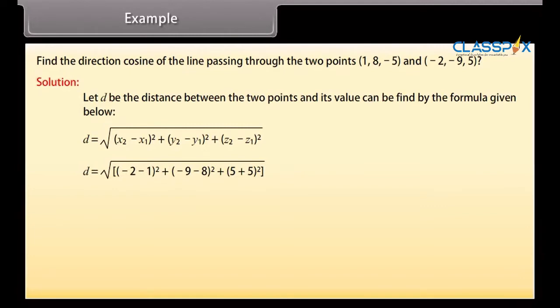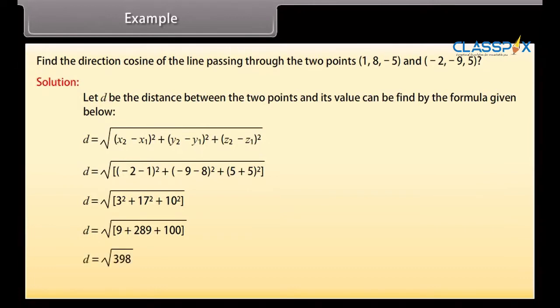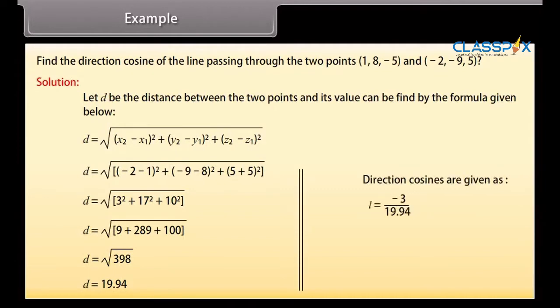d equals square root of 3 square plus 17 square plus 10 square. d equals square root of 9 plus 289 plus 100. d equals square root of 398. d equals 19.94. Direction cosines are given as L equals minus 3 by 19.94, M equals minus 17 by 19.94, N equals 10 by 19.94.